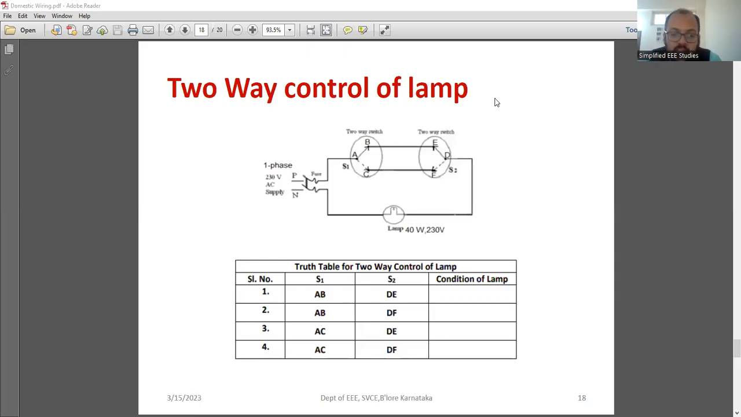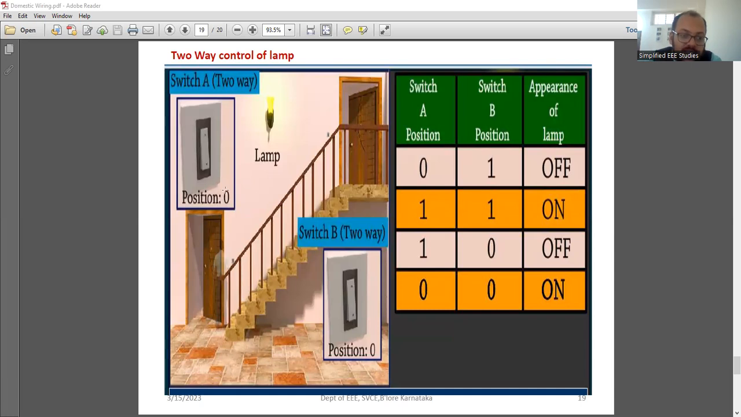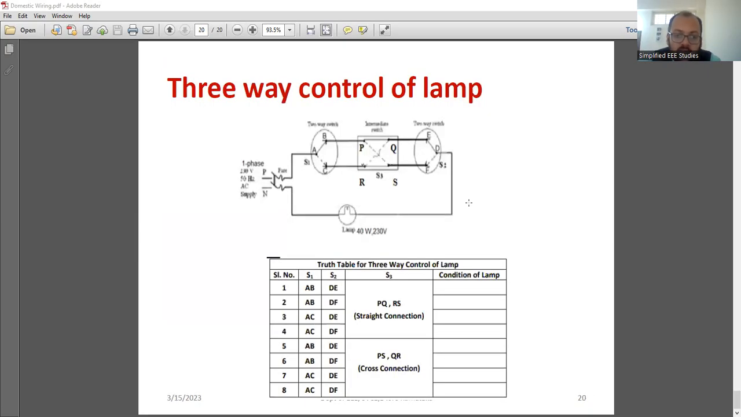Where does it use? It is mainly used at the staircases. You can see the staircase. It's also known as staircase wiring. So remember this. The truth table also you have to remember.